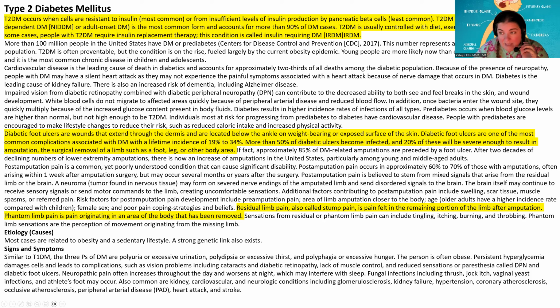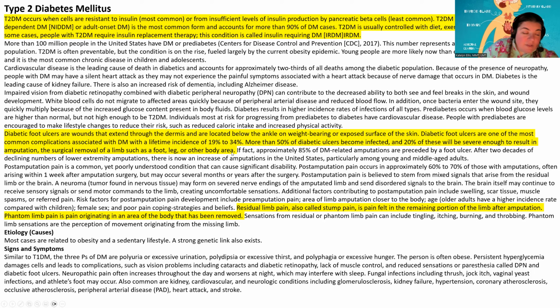Residual limb pain is something that's an interesting phenomena. Awful for the people that suffer it. Fascinating to me as a nerd who likes this kind of stuff. It's also called stump pain, not a very attractive term. But here we are, that's life. It's pain felt in the remaining portion of the limb after amputation. Phantom limb pain is pain originating in an area of the body that has been removed. They can feel tingling, itching, burning, throbbing, all of these things in the area that the limb once was, even though it is there no longer.